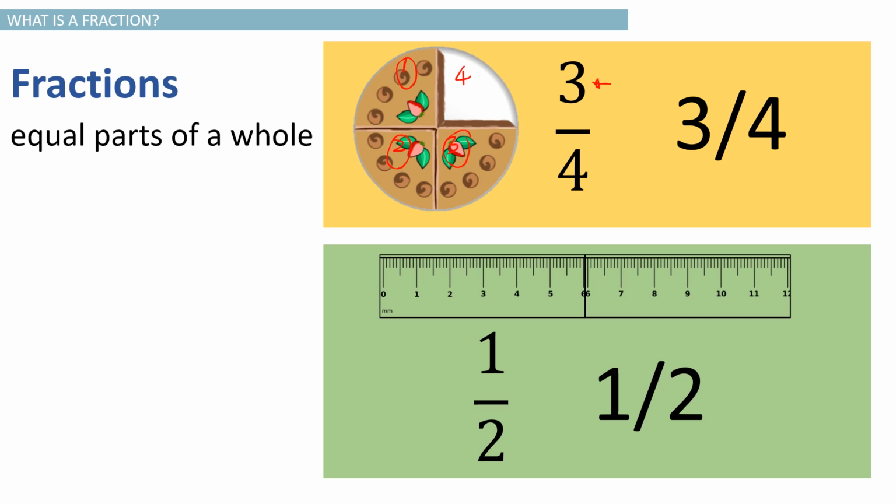If I have 1/2 of the ruler, here I'm measuring the length. So the length of the ruler is divided into 2 equal parts. 1 part, 2 parts. And I have 1 part of them.